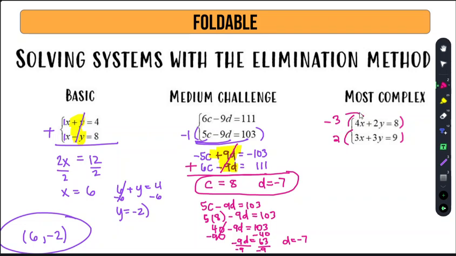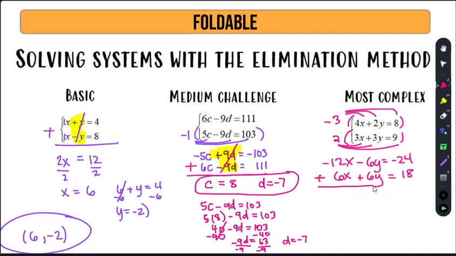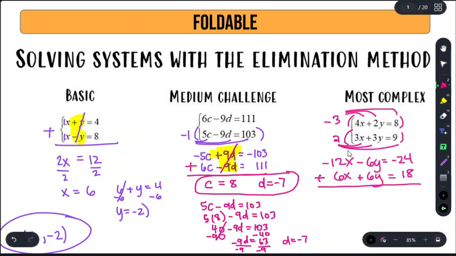So again, I'm going to multiply the entire top equation by -3. And again, mathematically, I can do that as long as I'm multiplying every single term. So that's going to give me -12x minus 6y is equal to -24. Now my second equation, I'm going to multiply all the terms by 2. So there's 6x, +6y, and 18. So again, remember my goal is to make sure that I have opposites in either the x's or the y's, so one of the variables cancel out.